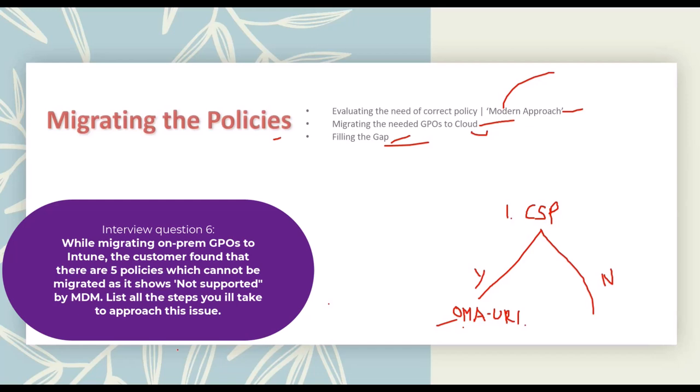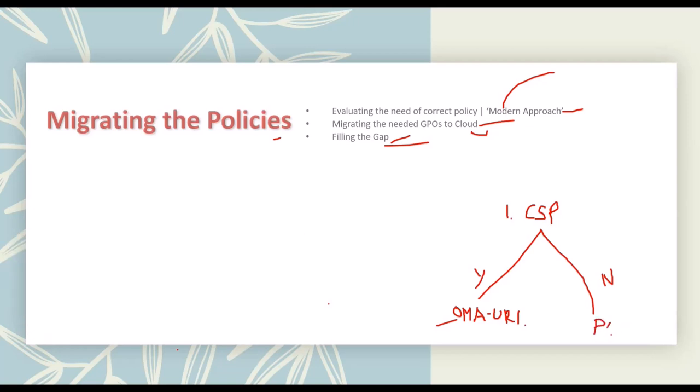Once we know that, all we need to do is create a PowerShell script and deploy it from Intune, which is going to make that relevant change in the device's registry. So let's call this PS1. Okay. Now, how do we create that PowerShell script?